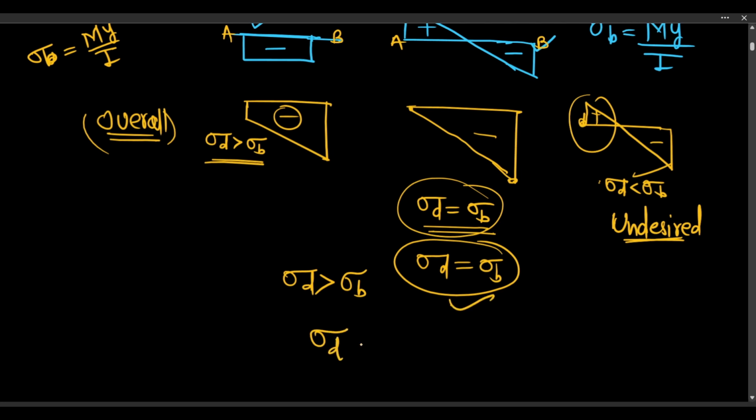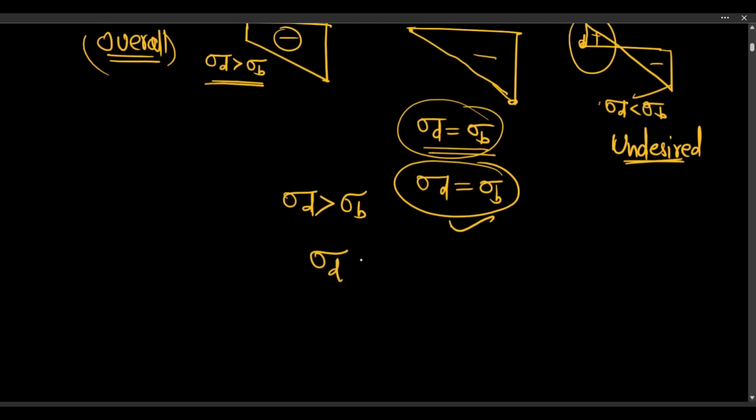And in the case in which our column is experiencing the compressive load, the compressive stresses, that is sigma d, the direct or normal stress, should be greater than or equal to the bending stress.